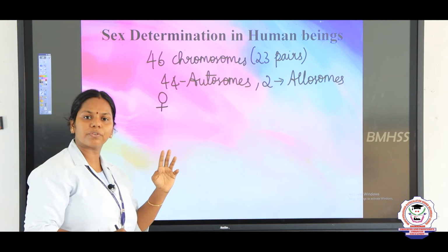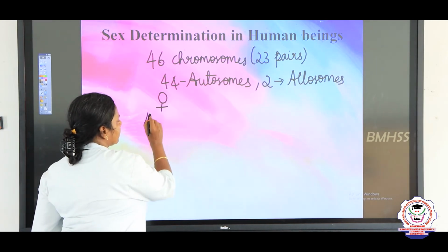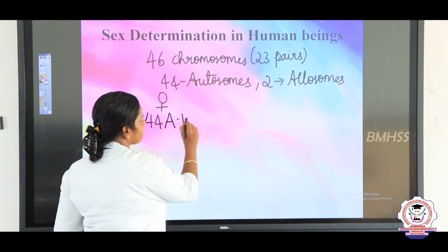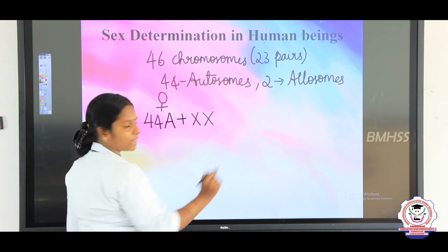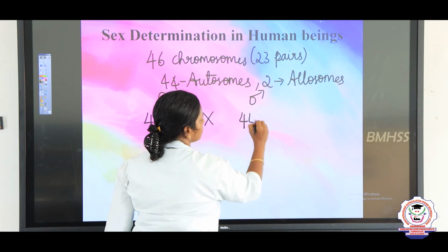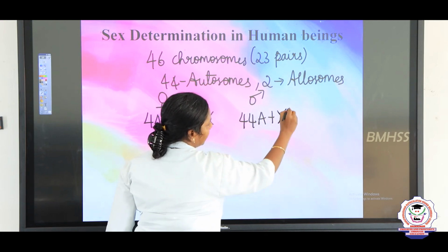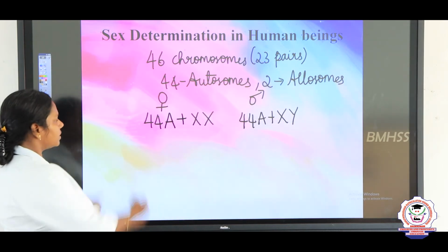And what is the sex chromosome of the female? X. So we can write the representation as 44 autosomes plus what are the gametes? XX in females. Likewise in males, 44 autosomes plus what are the gametes? XY. Why? Because in human beings males are heterogametic. So this is the parent.